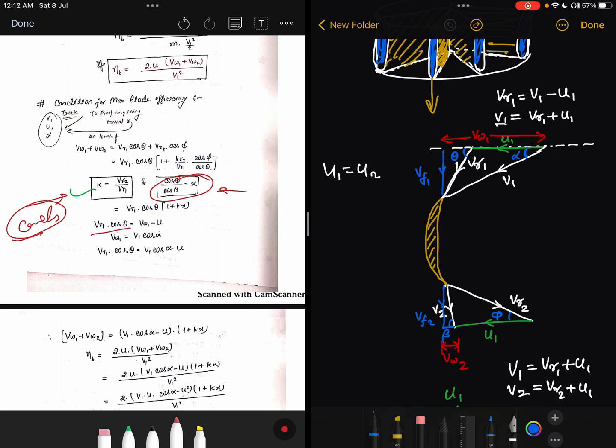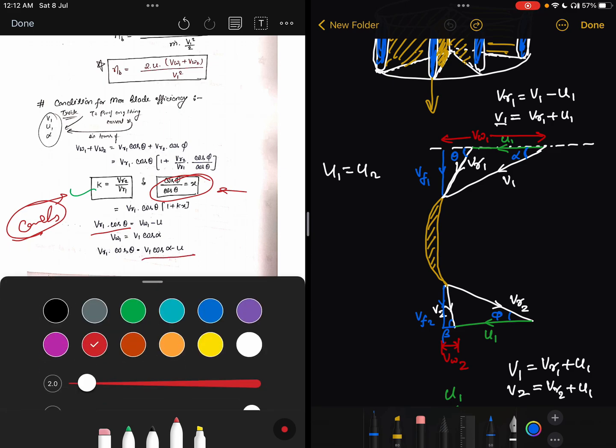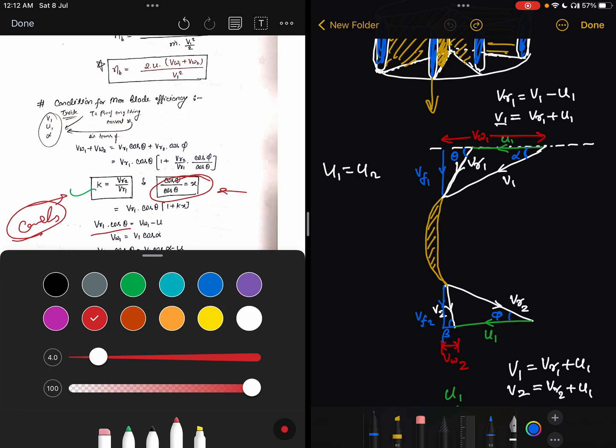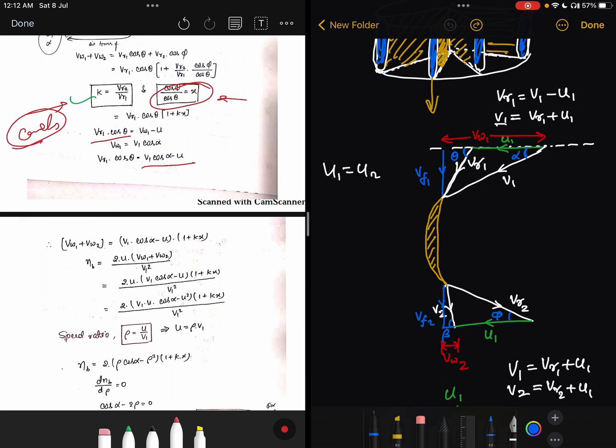Now Vr1 cos theta is Vw1 minus u, and Vw1 is equal to V1 cos alpha. So Vr1 cos theta is equal to V1 cos alpha minus u. So Vw1 plus Vw2 can be written as (V1 cos alpha minus u) into (1 plus kx).